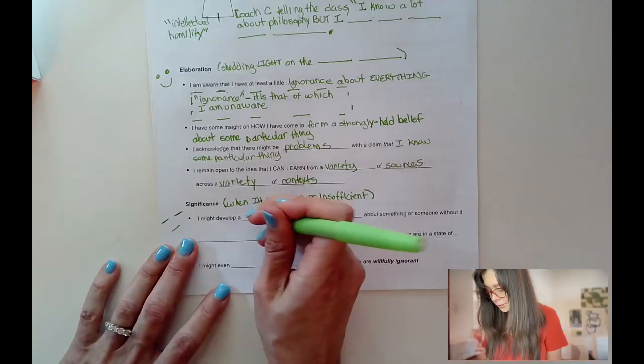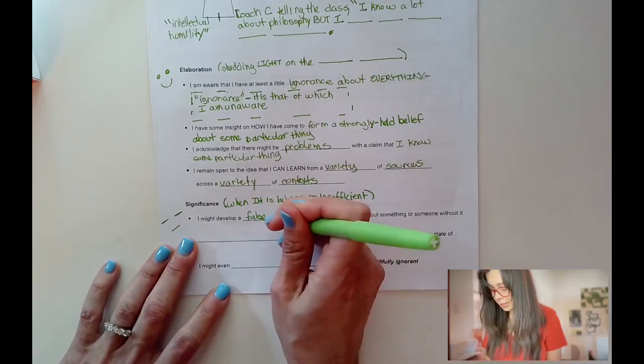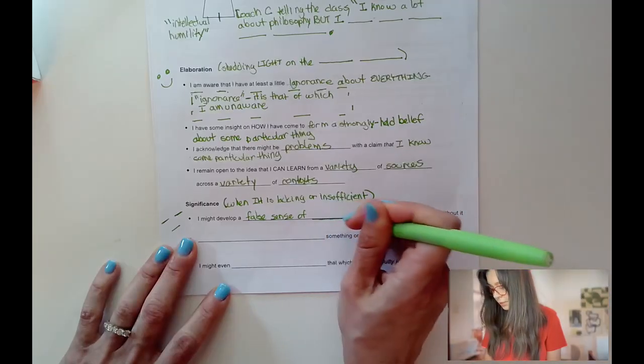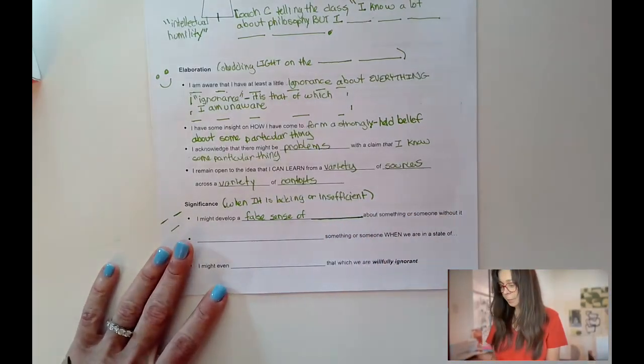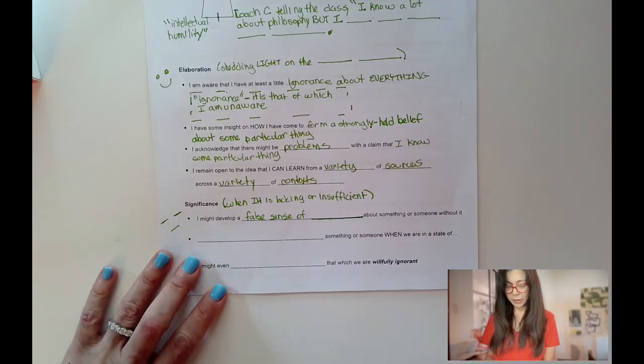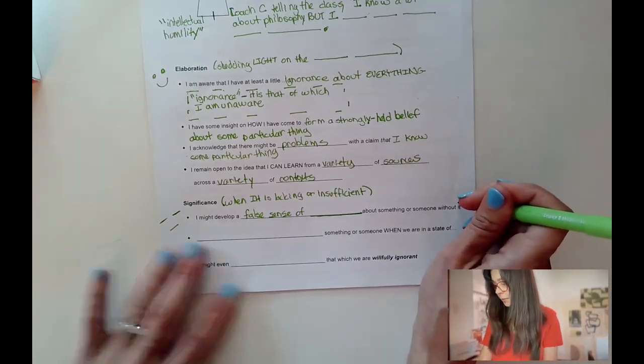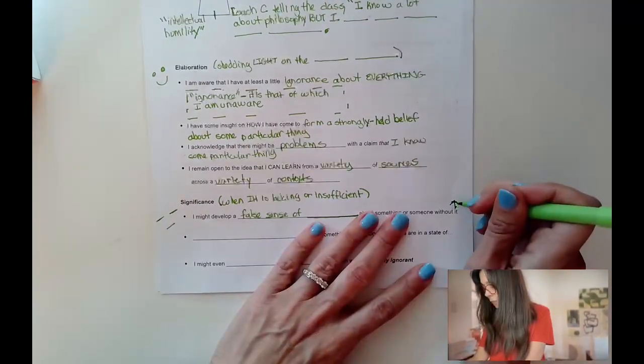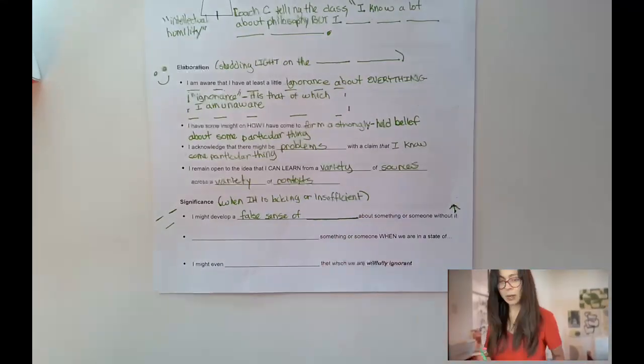is that I might develop a false sense of, and what I want you to write here is knowledge about something or someone without it. And with the it, what am I referring to? I mean intellectual humility. So draw a little arrow up and then write IH right here. And remember, you can pause this video.